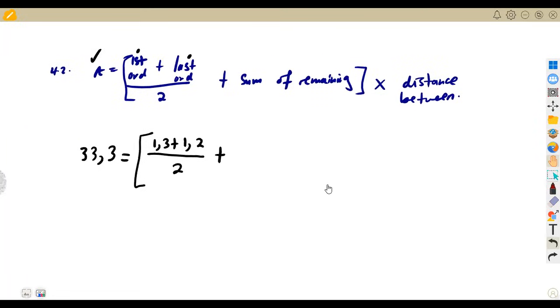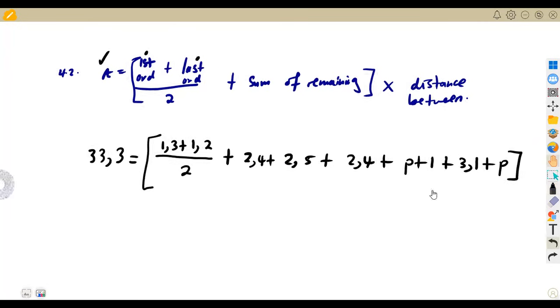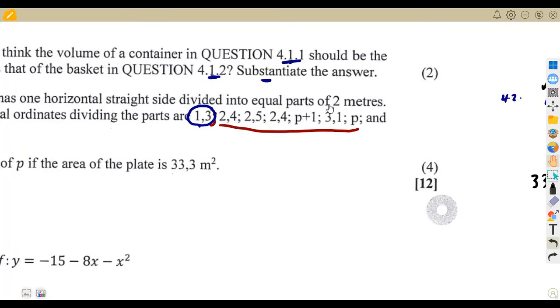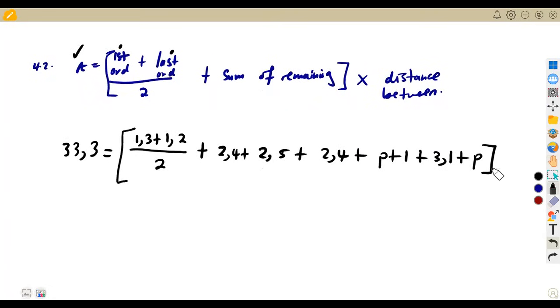Every part that is inside, those are the remaining ordinates, which in this case we said there is 2,4 there. There was also 2,5. There was 2,4 again. Then we had p plus 1. So we take it as it is. Then we're also having 3,1 and a p. These were the ordinates that we have here. Take everything, then the difference equal parts of 2 meters. That is the distance between. So meaning to say these ordinates are separated by 2 meters, the distance between.